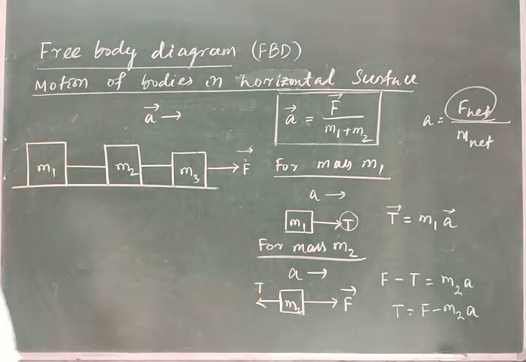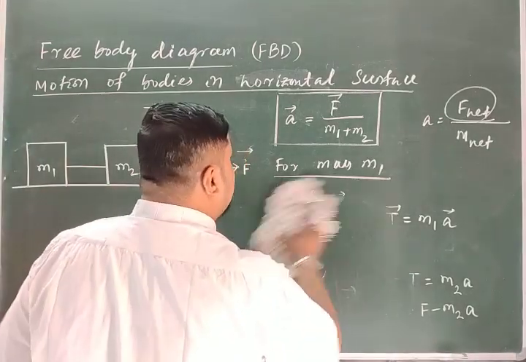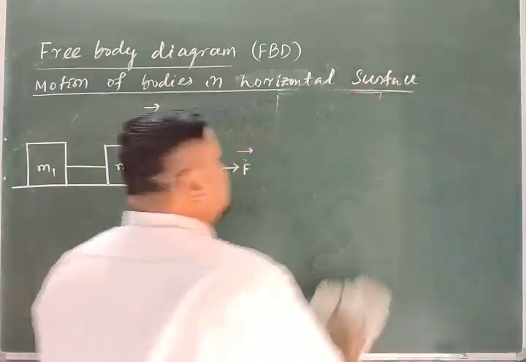Now you solve this by using the free body diagram, and their motion is on the horizontal surface. We are discussing only the horizontal surface. Clear?